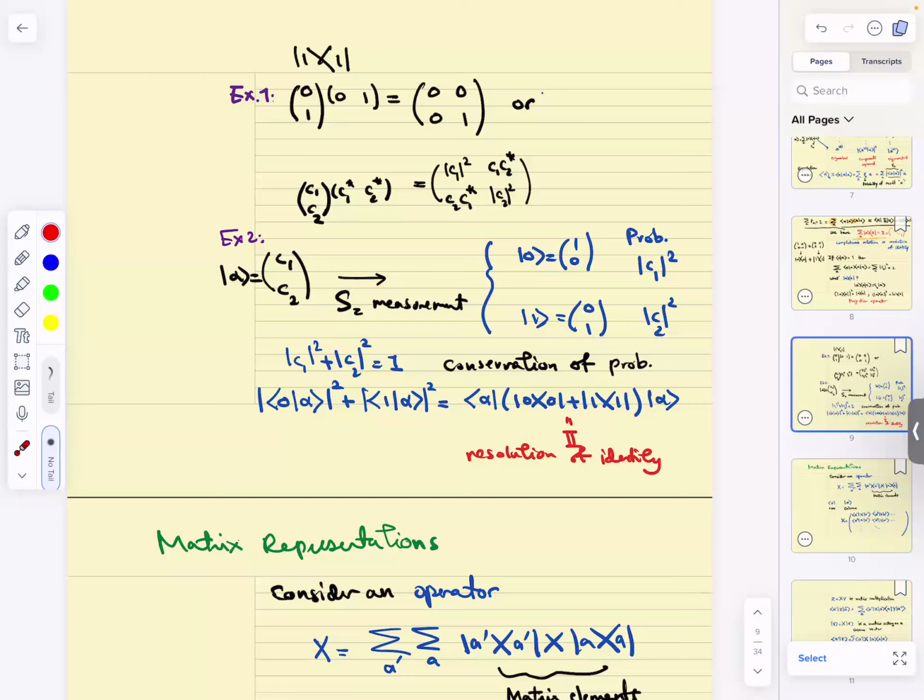You get ket 0, which corresponds to the measured value of h bar over 2 with probability |C1|², or you get minus h bar over 2, and this is the corresponding eigenket, with the probability |C2|², and they add up to 1. That's because this ket is normalized properly. It has unit norm. So it's just conservation of probabilities, and we use resolution of identity to show that.